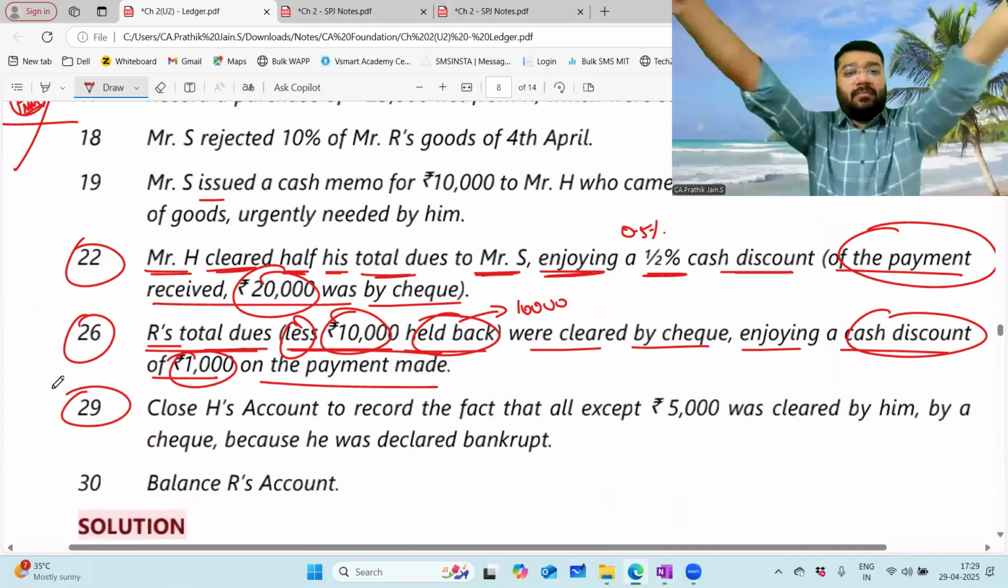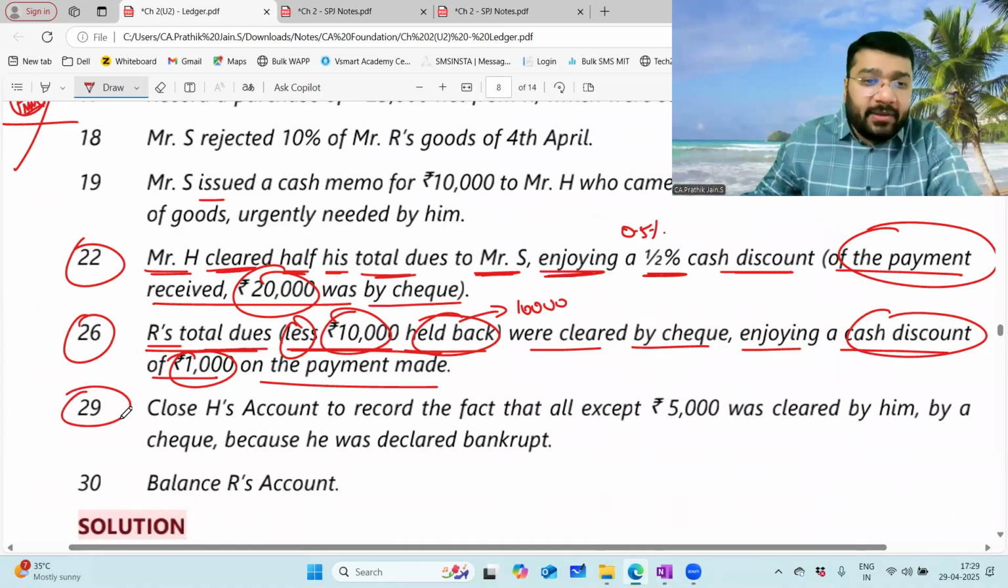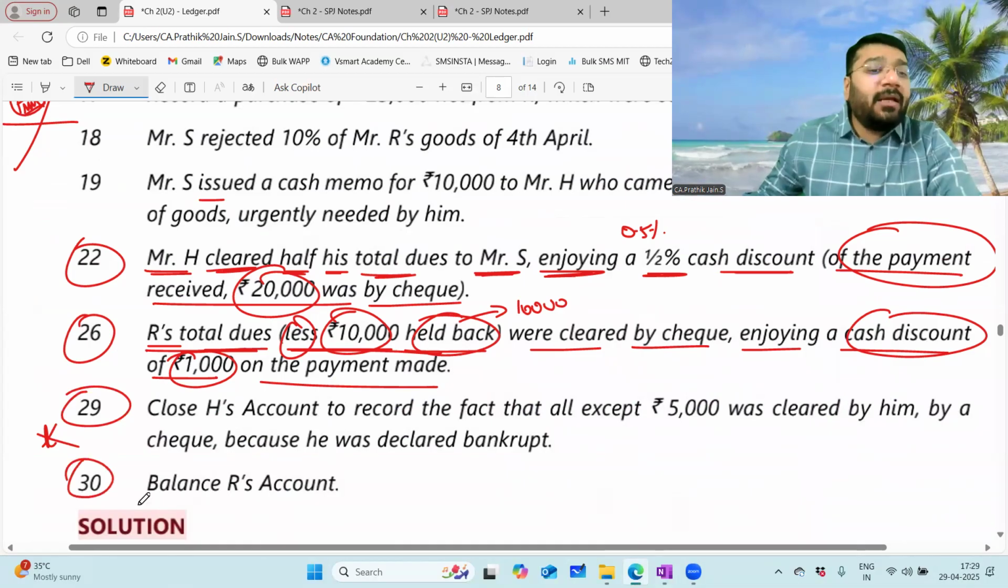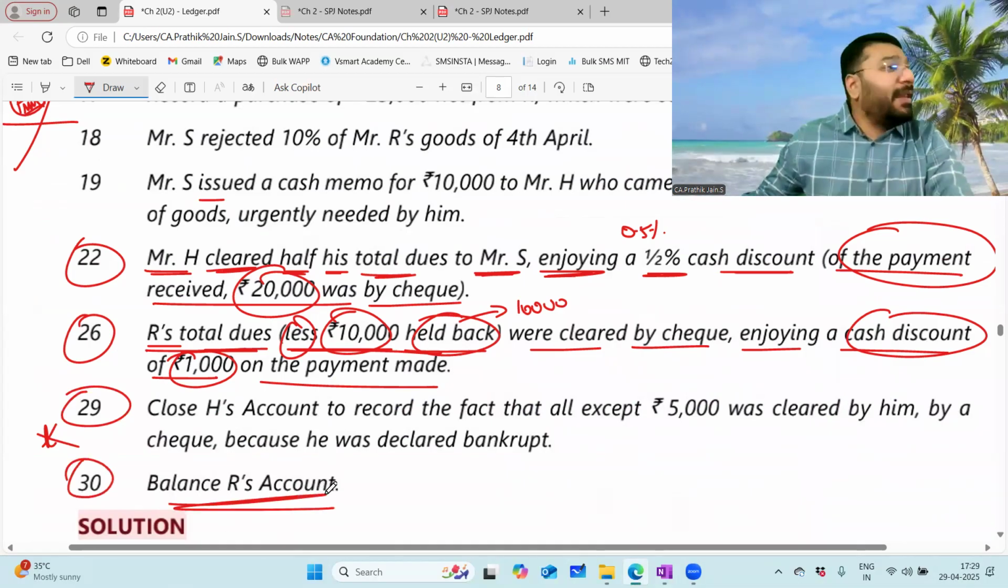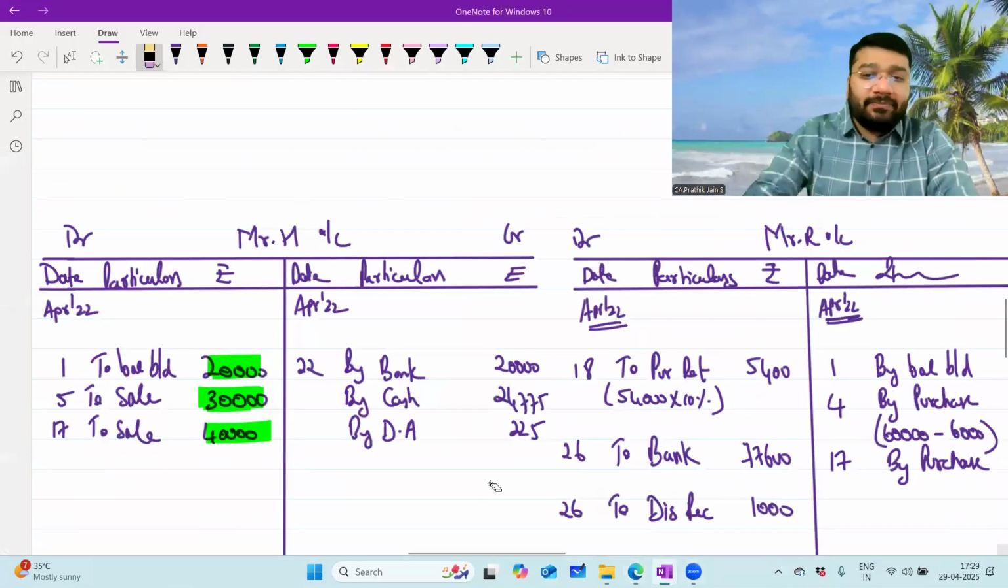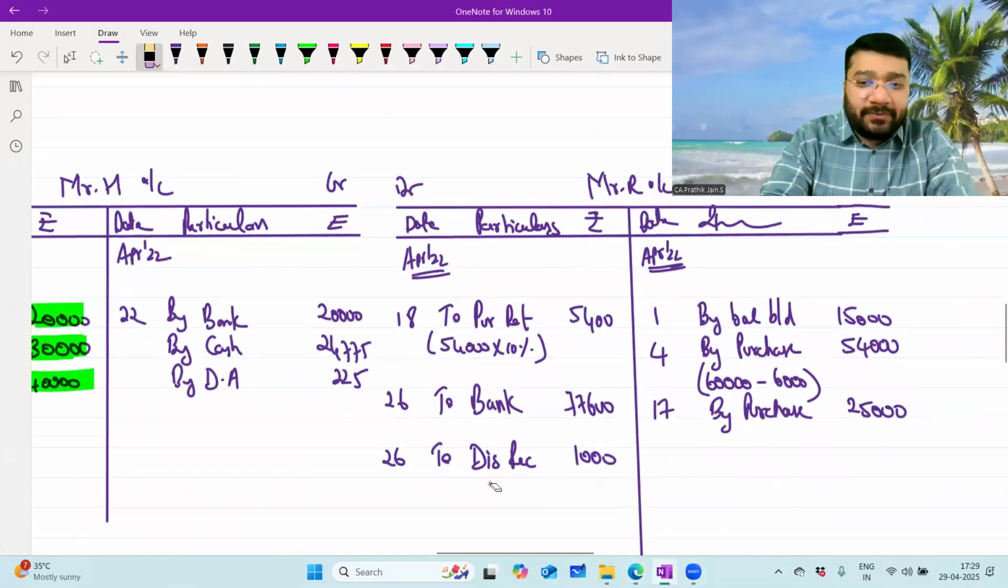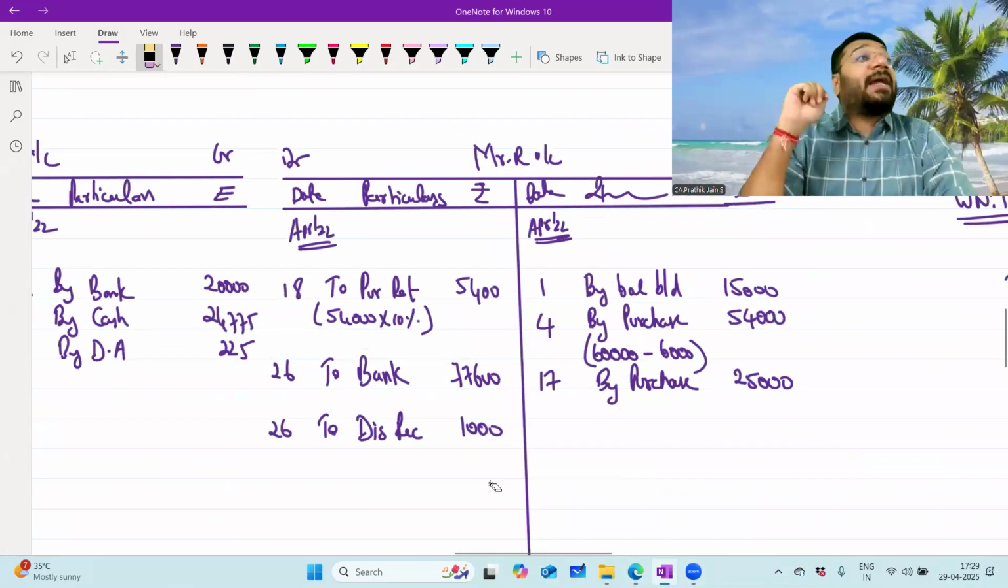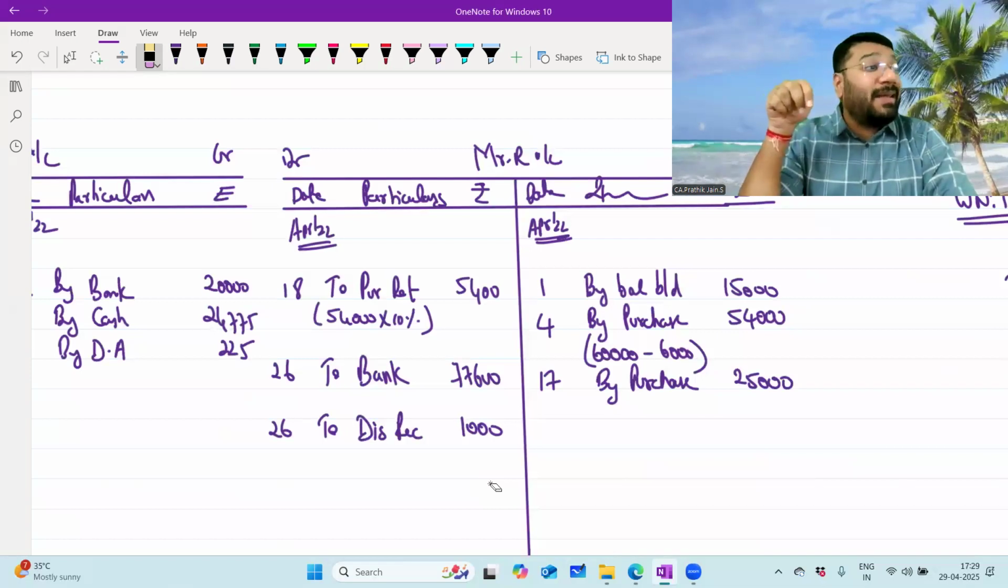29th. Oh, okay. This 29th is talking about H, so nothing about R. And the 30th is balance R's account. Can we balance it now? When we balance, what will come? Yes, 10,000. Which side? For a liability, the balance carried down will come on the debit side and brought down on the credit side.